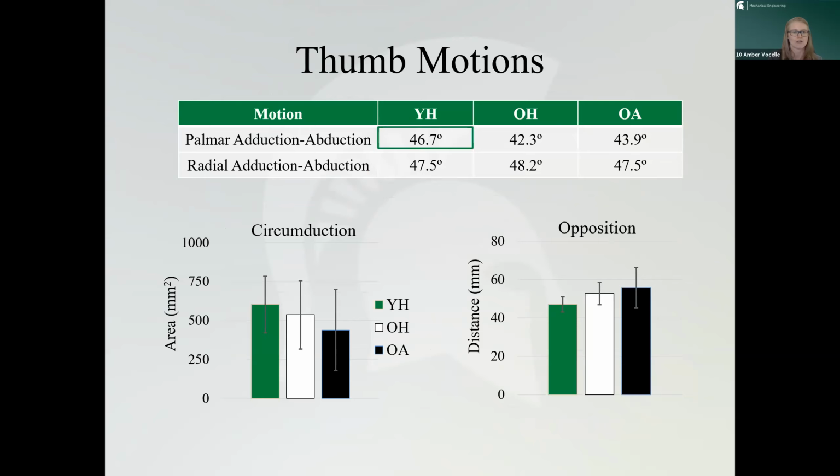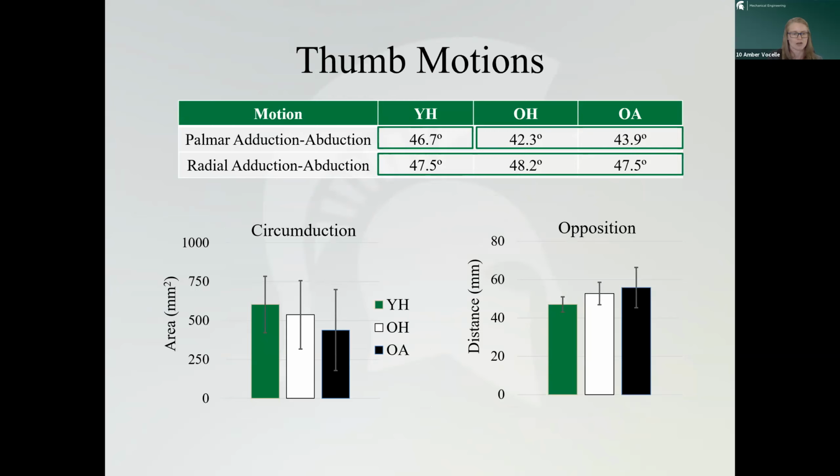Looking at motion data, we found that our young healthy participants had a larger range of motion than our older participant groups for palmar abduction, adduction range of motion. When looking at radial abduction, adduction, we found that all 3 participant groups had a similar range of motion.